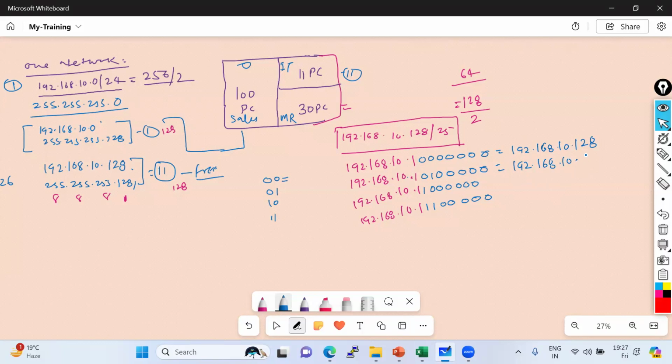No, that's 128 plus 32. 140, right? I think it's 140. Yes, 128 plus 32. Right, 160. That's 160. And what is this one?